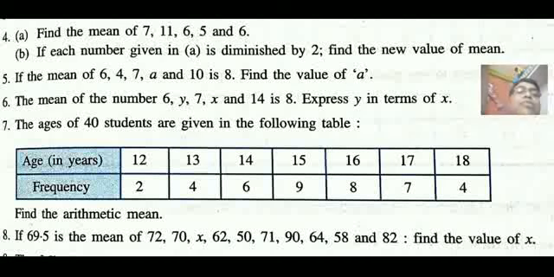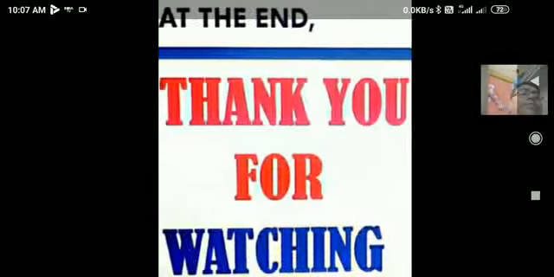Then the ages of 40 students are given in the following table: 12, 13, 14, 15, 16, 17, 18. Frequency: 2, 4, 7, 8, 9, 8, 7, 4. Find the arithmetic mean. Next question: if 69.5 is the mean of 72, 70, X, 62, 50, 71, 90, 64, 58 and 82, find the value of X.